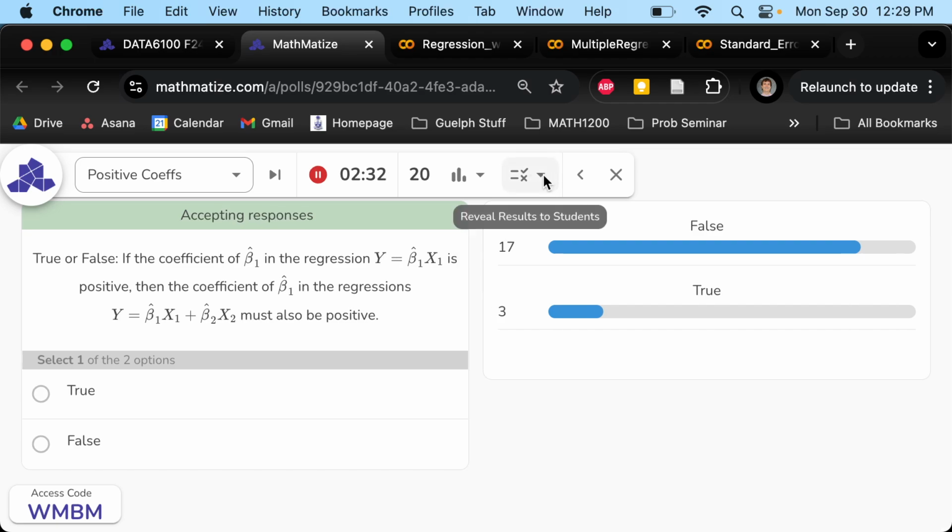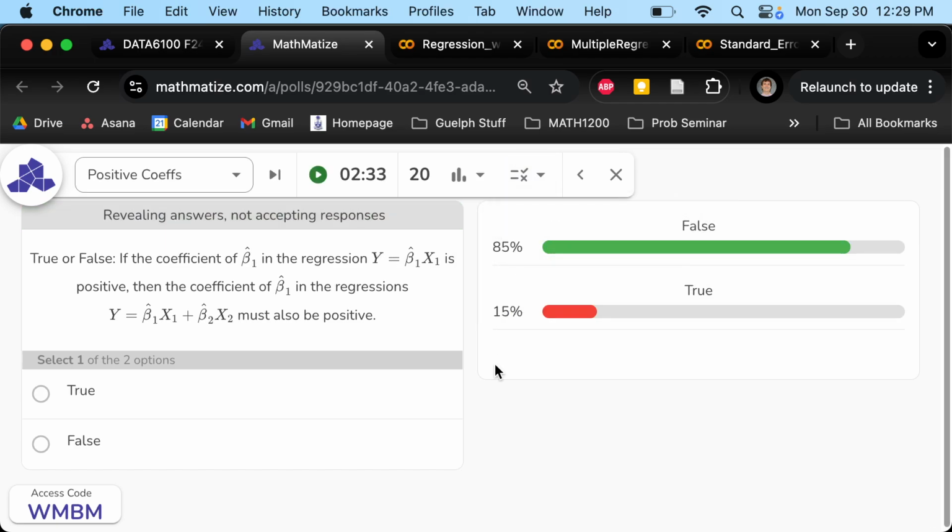17 people said false. The correct answer is false. So very good. If you have kind of a pedestrian understanding of this stuff, this is so counterintuitive, right? Whether or not studying more hours helps your grade depends on what else is in the model, right?